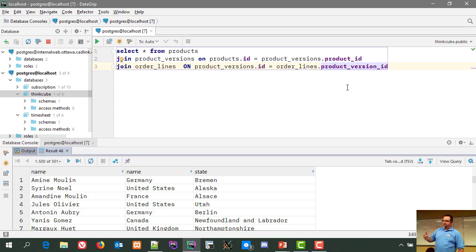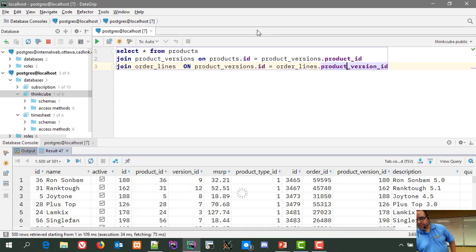So I'm going to run this query, and it's a bunch of gnarly data that's showing up. We've got stuff from products, we've got stuff from product versions, we've got stuff from order lines. And as you can see, it's all included here for the ride. However, sometimes you will have products that aren't in use, and you'll want to find out what those products are. I honestly don't remember if I've got it set up like this in the database.